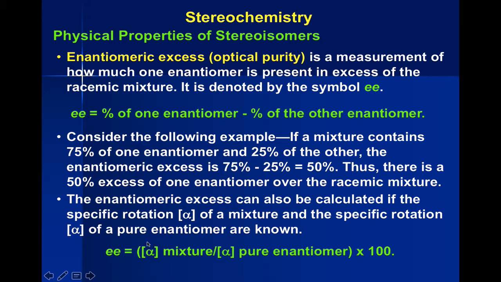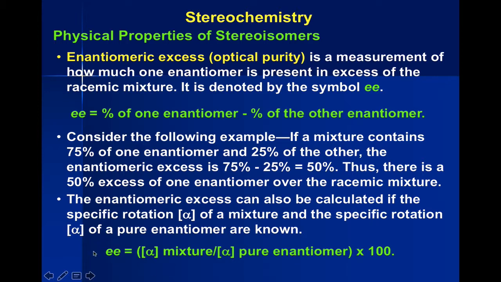And we can actually determine EE a number of ways, but one way to do this is to actually measure the specific rotation of solutions. So if you have a specific rotation for the mixture of enantiomers, if you divided that by the specific rotation of the pure enantiomer and took that times 100, you'd get the percent EE.